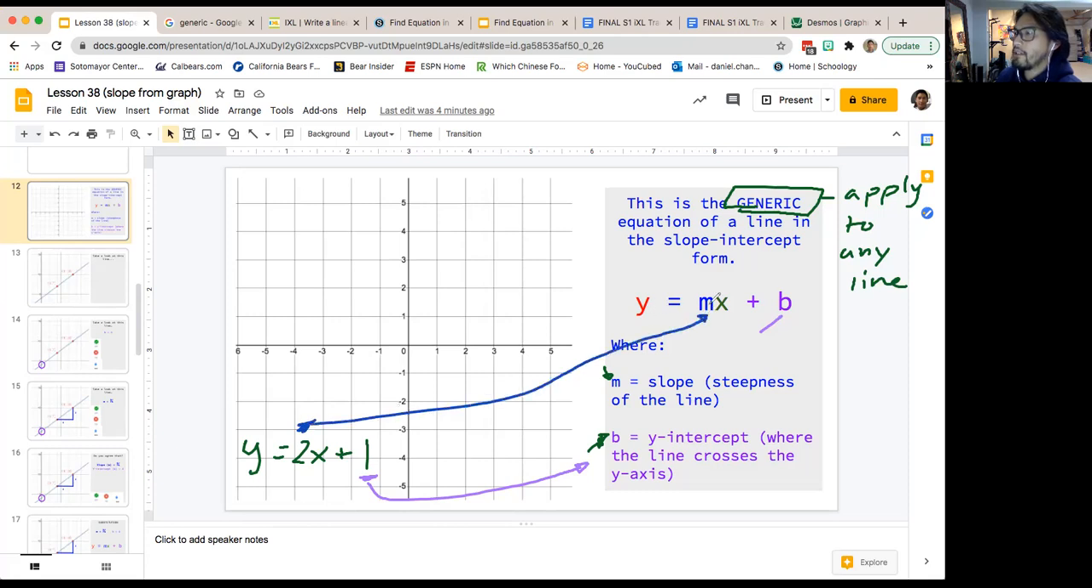So y equals mx plus b. I replace the m with a slope of 2. I replace the b with a y-intercept of 1. And now if I put numbers in for the m and the b, I have an actual specific equation of one line and one line only. That is a line that crosses the y-axis at 0, 1. That's the y-intercept right there.